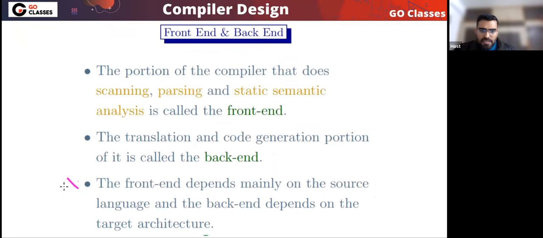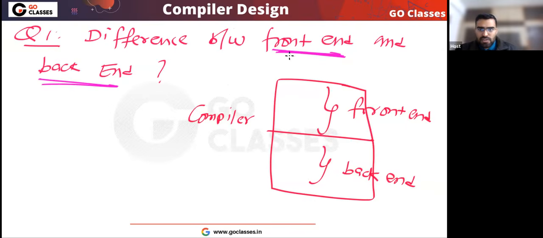This is an important line: the front end depends mainly on the source language, and the back end depends on the target architecture, on the machine on which you are running your program. Is this clear to everyone?